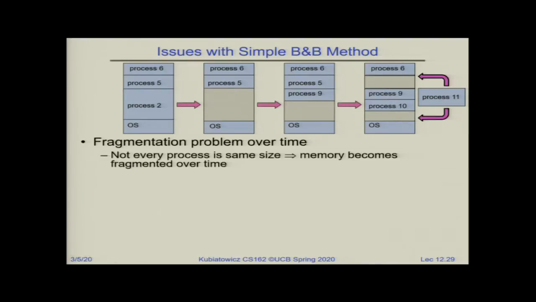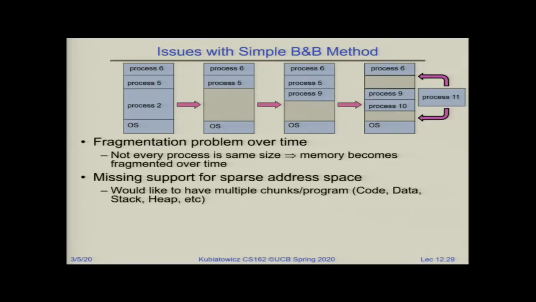They're different sizes, and that leads to, what's the word I'm looking for here? Fragmentation, right? So the problem is this technique doesn't deal well with fragmentation, because the fragmentation is here's a hole and here's a hole, and they need to be combined to get us process 11. But we also don't deal with sparse address spaces either.